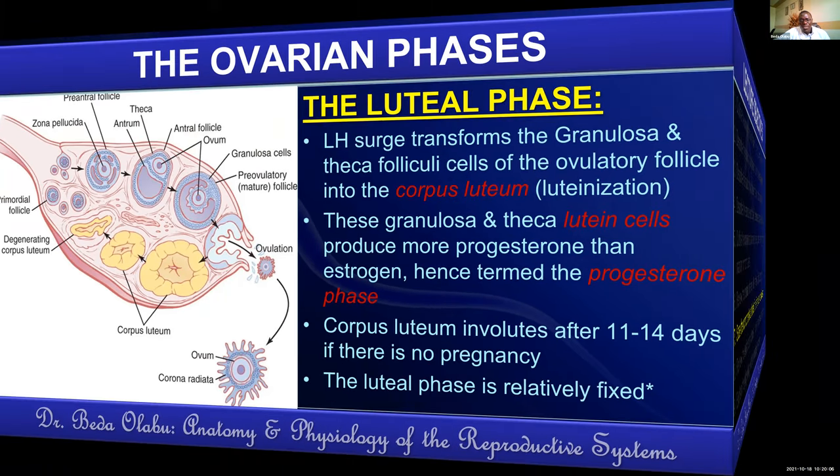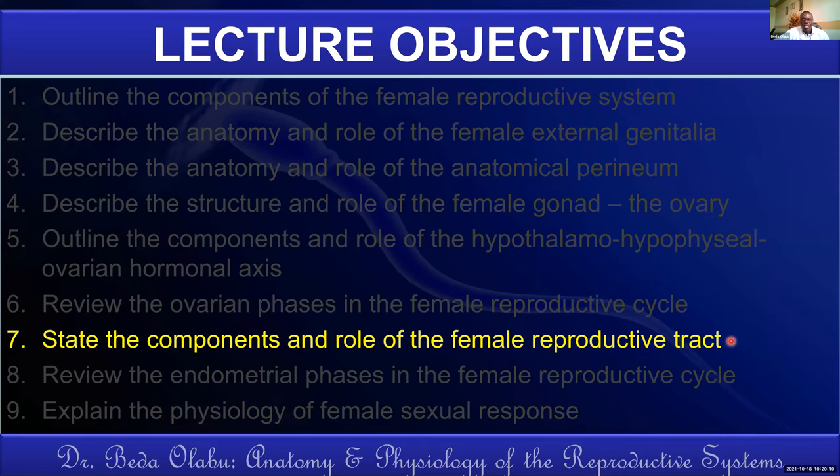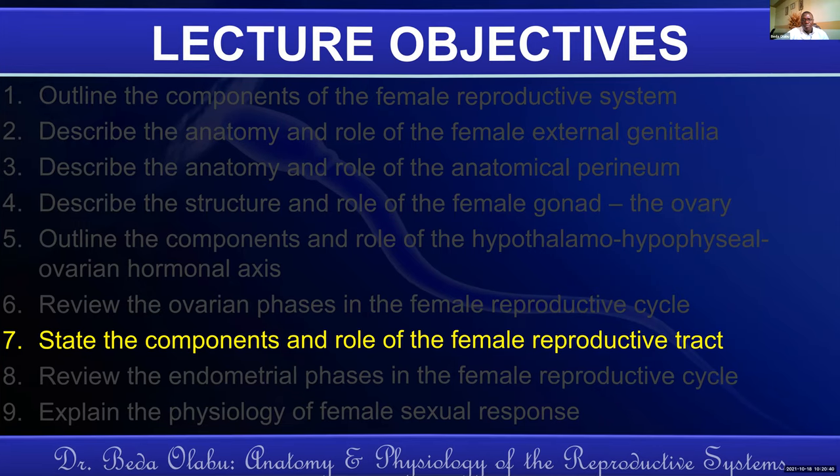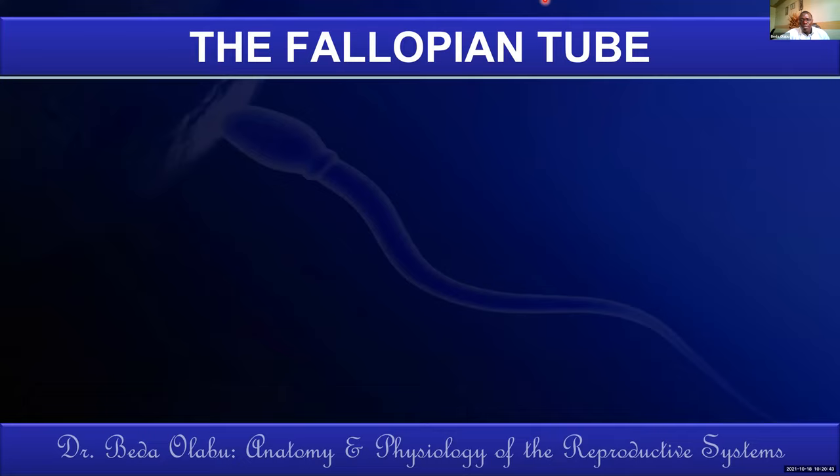Okay, so those are the phases of the ovary. Now I want to talk about the female reproductive tract. Remember we mentioned that the female internal genitalia consists of the ovary and the female reproductive tract. We've already talked about the ovary. We looked at the structure and the function of the ovary, and while we were there, we looked at the hormonal axis, and we also looked at the ovarian phases. Now, I want us to look at the components of the female reproductive tract. One of the components of the female reproductive tract is the fallopian tube, as we had mentioned earlier.